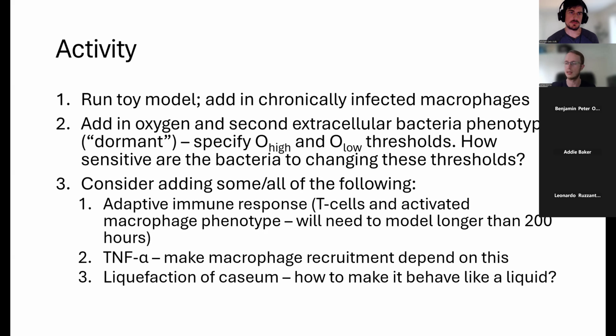Although, of course, I appreciate we only have about a quarter of an hour. So in theory, try and do as many of these things as you want. And if you have any questions, then I'm happy to try and help.